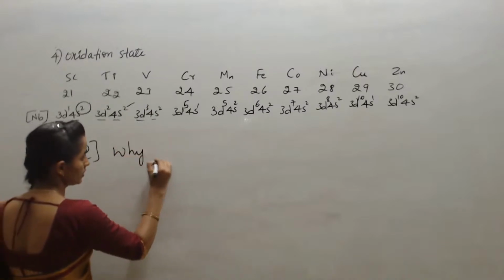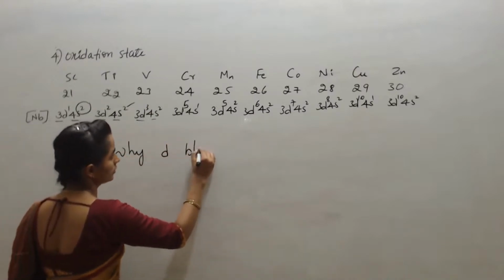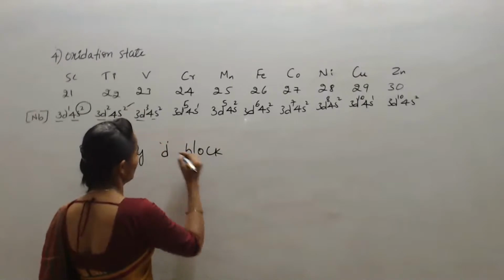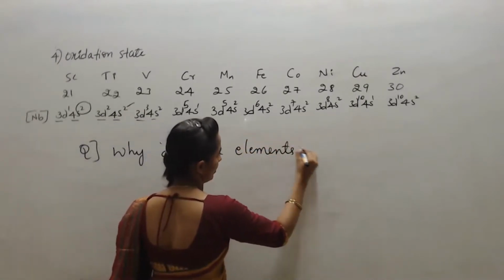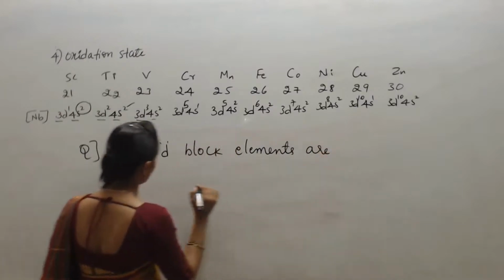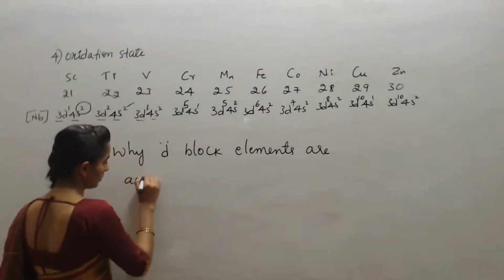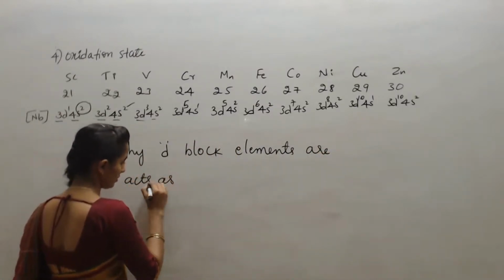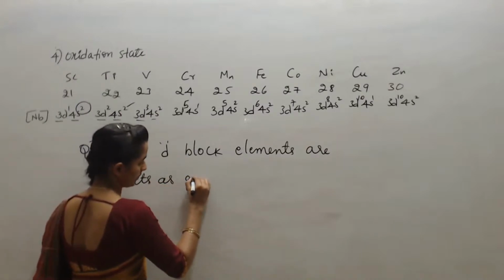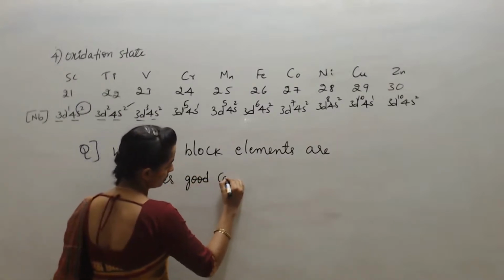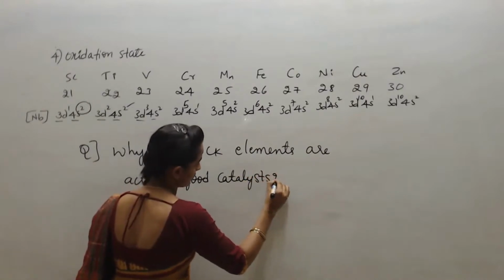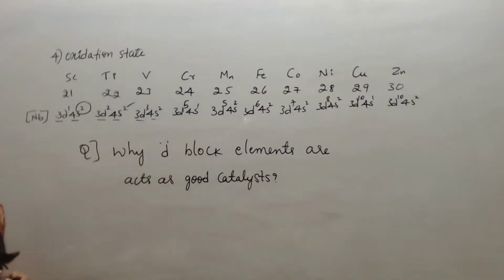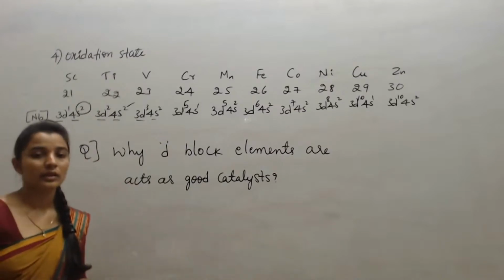Why do d block elements act as good catalysts? Why do the d block elements act as good catalysts?